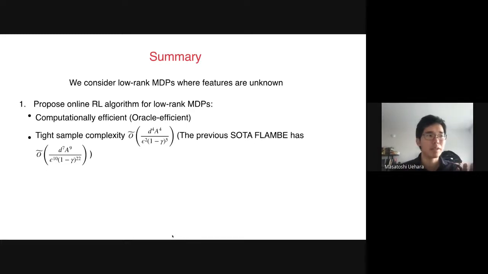So now you can see that sample complexity is much better than the previous work. And again, D is the rank of low-rank MDP, A is the number of actions, epsilon is the suboptimality gap, and 1/(1-gamma) is a horizon factor. So that's our first contribution.